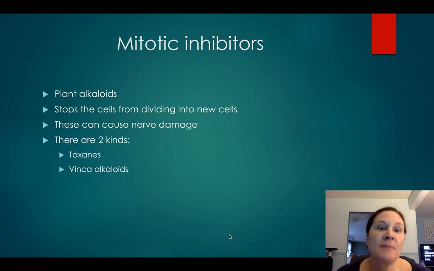We also have mitotic inhibitors, the plant alkaloids. It stops the cells from dividing into new cells. These can cause nerve damage though, and I'm going to go into that a little bit with you, but there are 2 kinds. There's taxanes and vinca alkaloids. This chemotherapy works great. However, it can cause what's called peripheral neuropathy.